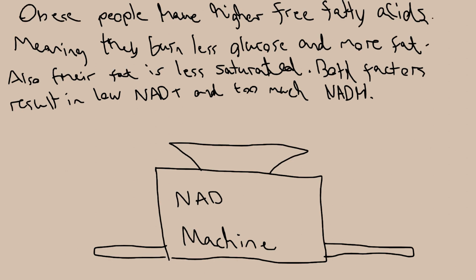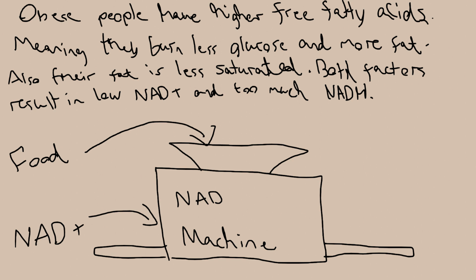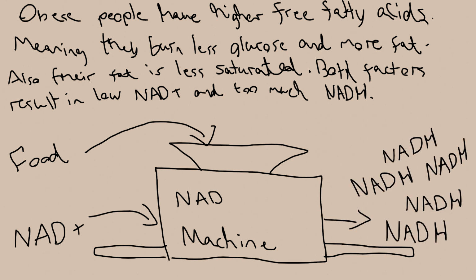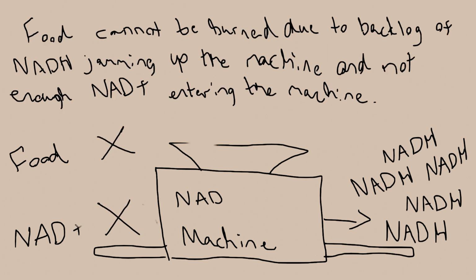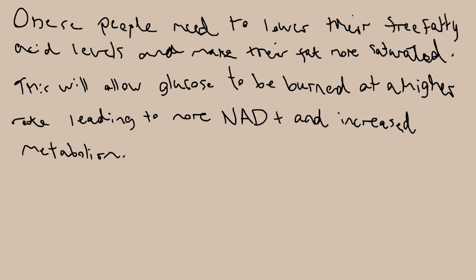Obese people have higher free fatty acids, meaning they burn less glucose and more fat. Also their fat is less saturated. Both of these factors result in low NAD+ and too much NADH. This means food cannot be burned due to a backlog of NADH jamming up the machine and not enough NAD+ entering the machine. Obese people need to lower their free fatty acid levels and make their fat more saturated. This will allow glucose to be burned at a high rate, leading to more NAD+ and increased metabolism.